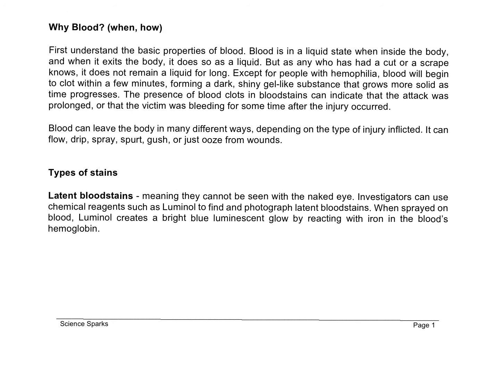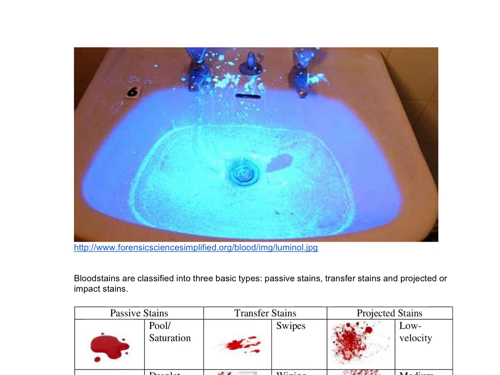Okay, so the types of stain. One is the latent blood stains, meaning that you cannot see them with the naked eye. So you will need to use a chemical reagent, luminol, to spray on it so that you can photograph the latent blood stains. Before spraying, you cannot see the blood stain at all. But after spraying, you'll be able to see a bright blue luminescent glow. I'm going to show you a picture of it. Now this is a picture of the blood stain. Before spraying the luminol, you cannot see it at all, but after spraying you'll be able to see the luminescent glow.